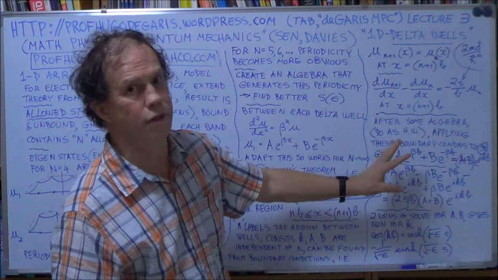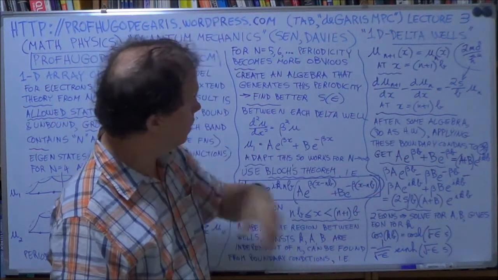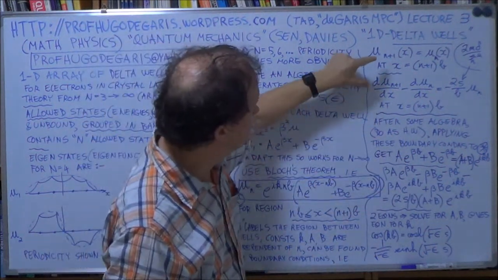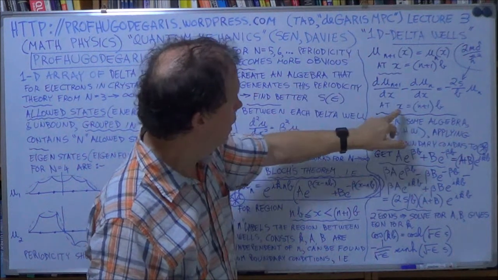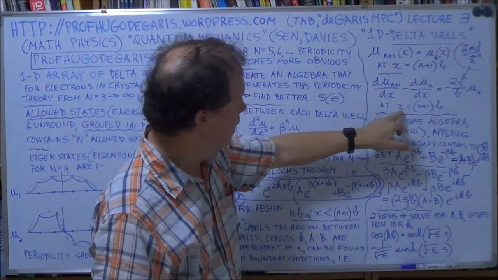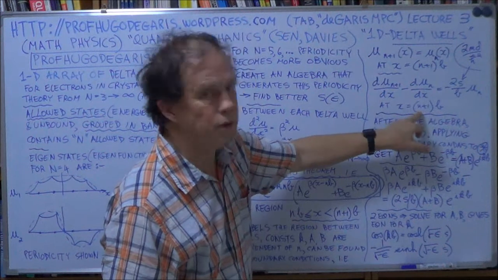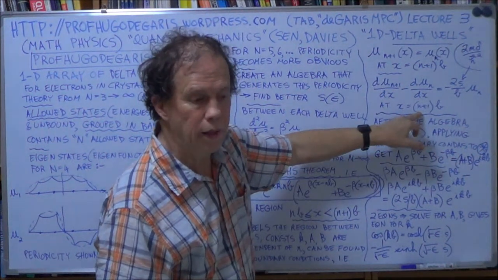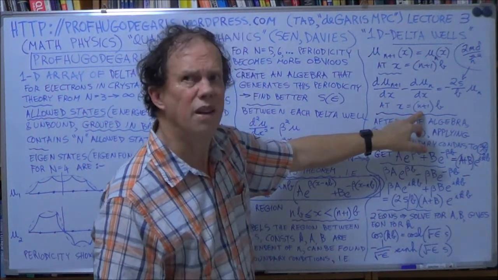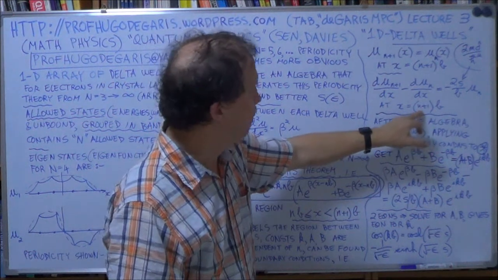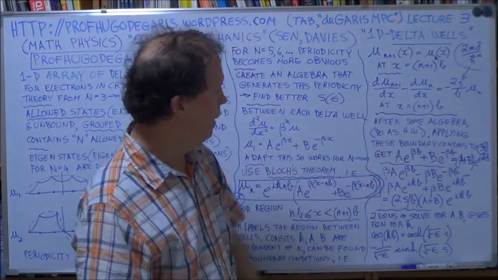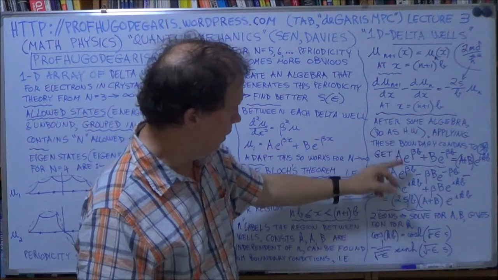So that's not too difficult. So just apply these two constraints, and again at x equals n plus 1b, so at the position of the nth, n plus 1th delta well. All right. So you'll get this second expression.